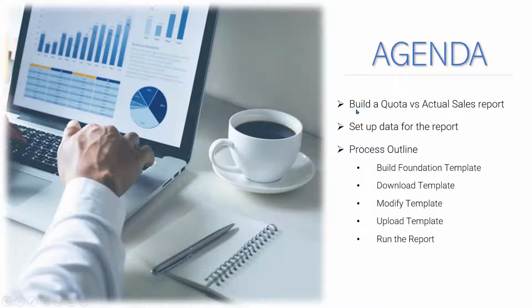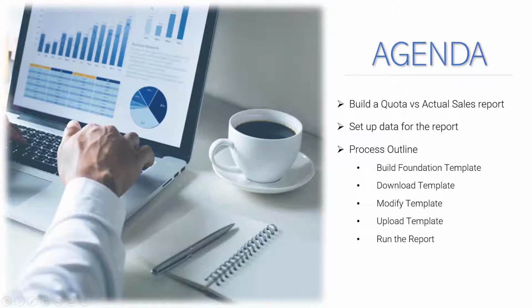First of all, we will look at what we want in that report and then set up the data for the report. I set up a custom module where we're putting in actual sales quotas that we set up for the sales team. Then we'll go through the basic process where you build your template, download it, and modify that template by putting in some sample data like we did in the last webinar. Once you've got the whole template modified the way you want it, you upload it, and then you're able to run your report. So we'll be walking through the same steps, but this time using two data sheets.